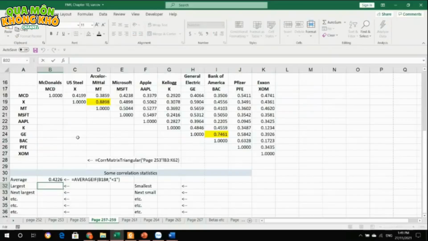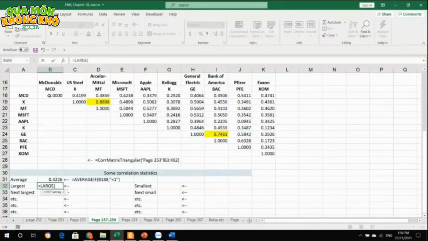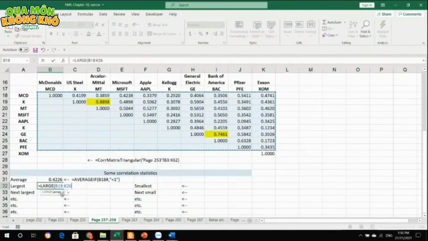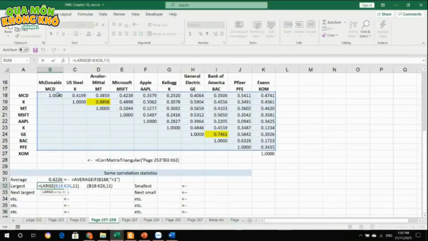To find the largest correlation, we use the function LARGE. In this function, we have to add the array and the k. You will know this LARGE function will give you the result of the first, the second, the third, based on the k you add to the function. In this function, we use 11. Why will you use 11? You will see this in the array.